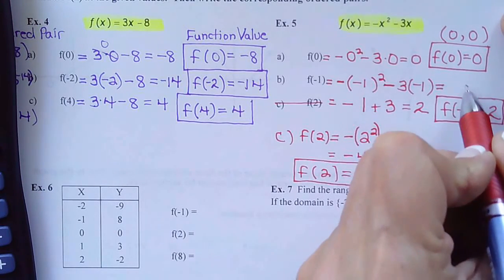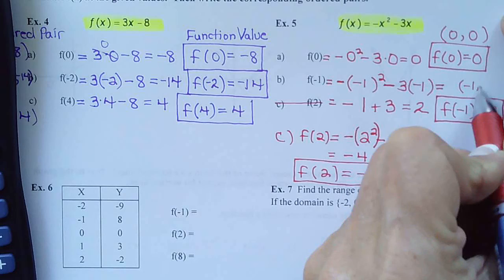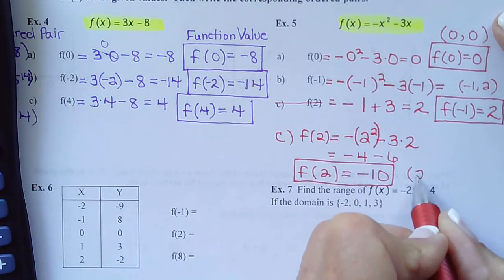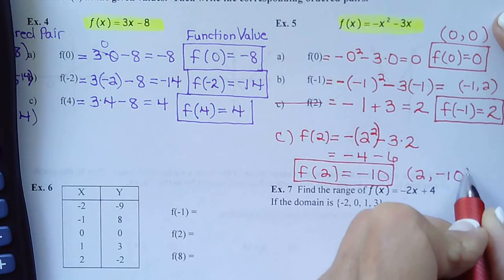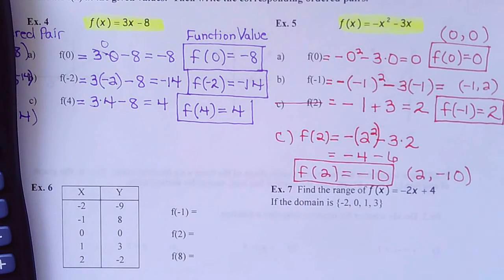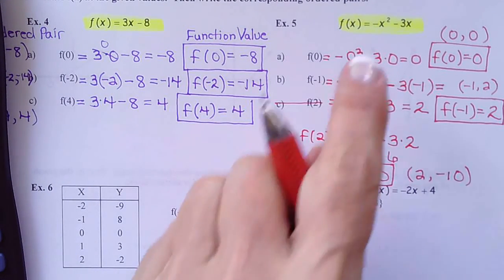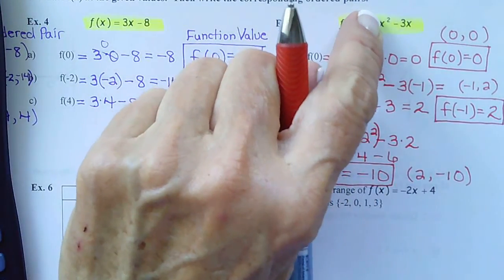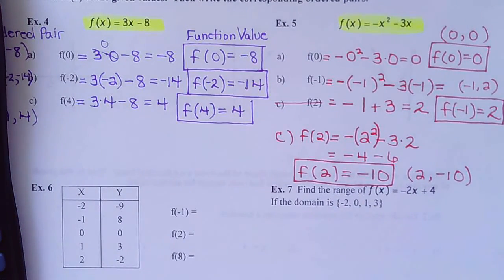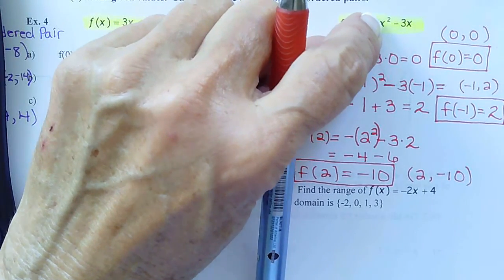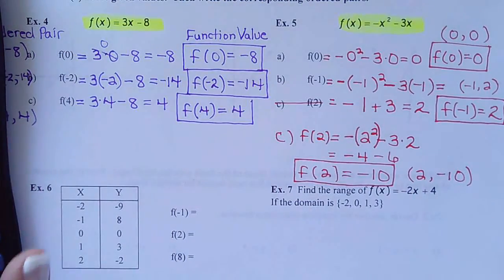And I think I forgot the ordered pair here. So negative 1, 2 for this one. And then this one is going to be 2, negative 10. So that's pretty easy, right? Just have to be careful with that negative in front. That just means whatever x is, square it, and then change the sign. In other words, the first term will always be negative because when you square something, it's always positive. So that makes it negative then at the end.